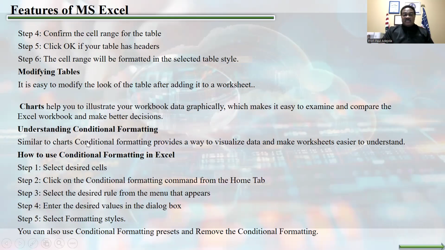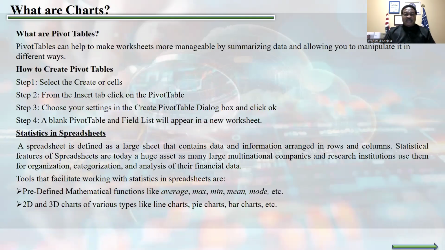Understanding conditional formatting. Similar to charts, conditional formatting provides a way to visualize data and make a worksheet easier to understand. How do I use conditional formatting in Excel? That's the next thing. They have steps. The first step is to select desired cells. Click on the conditional formatting command from the Home tab. Select the desired rule from the menu that appears. Enter the desired values in the dialog box. Select formatting styles. You can also use conditional formatting presets and remove the conditional formatting.